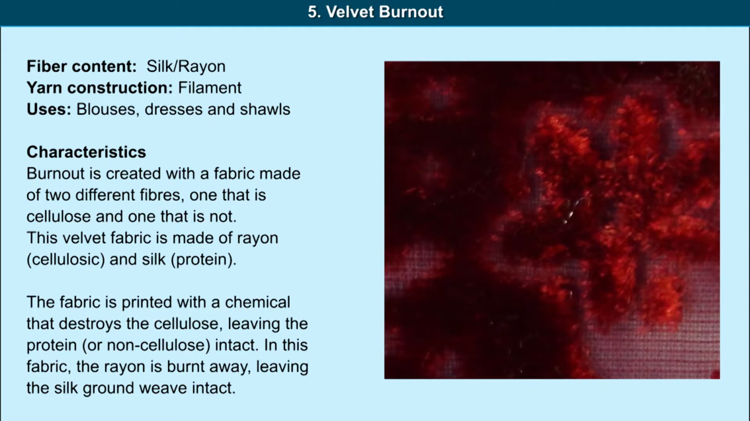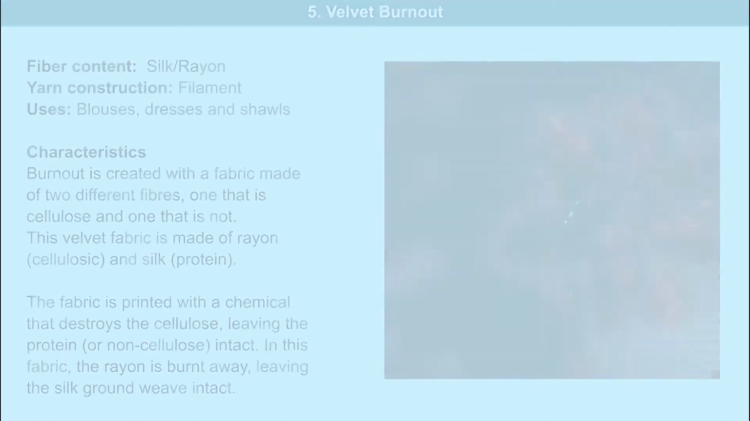Burnt out is created with a fabric made of two different fibers, one that is cellulose and one that is not. This velvet fabric is made of rayon, cellulosic, and silk protein. The fabric is printed with a chemical that destroys the cellulose, leaving the protein or non-cellulose intact. In this fabric, the rayon is burnt away, leaving the silk ground weave intact.